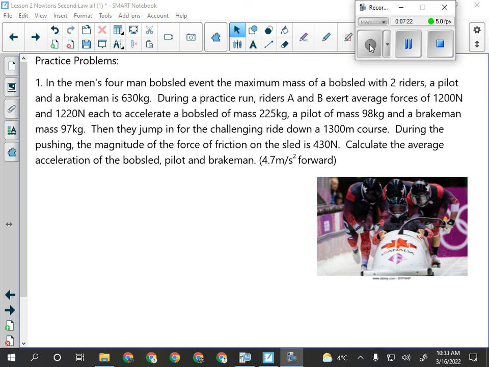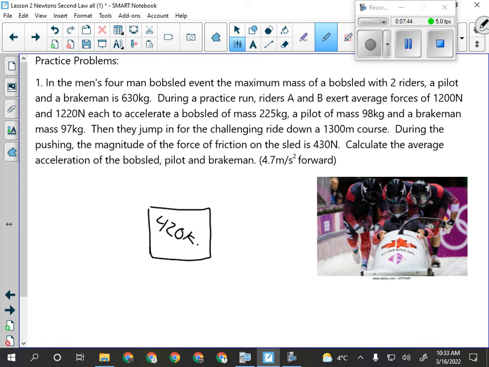So my mass that's being accelerated is not all of them together. It is the 225 kilogram bobsled. So now we're up to 323. And now we're up to 420. Is that right? Okay, 420 kilograms is the mass that's being accelerated. Right? Then we can put the forces on our free body diagram.